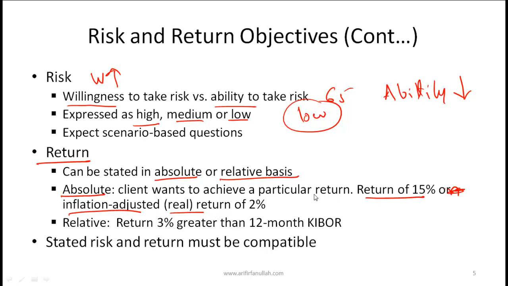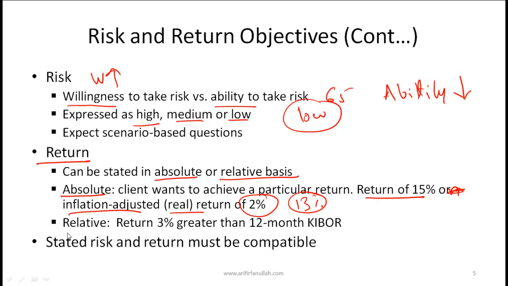So if the inflation in our country is 13%, then stating that our inflation adjusted return or real return should be 2% is also an example of an absolute return objective. Key point being that on the exam you might see something stated in nominal terms, so the default is nominal, but it's okay to also state return objectives in real terms. Real terms is sometimes referred to as inflation adjusted.